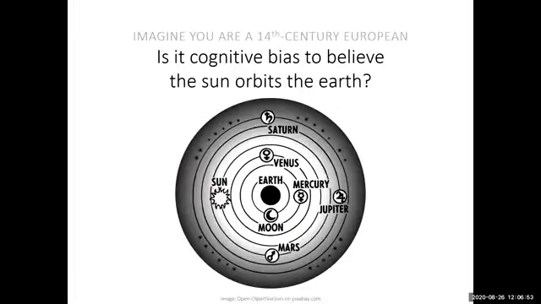Another little thought experiment here. Imagine you are a 14th century European. Is it cognitive bias to believe that the sun orbits the earth? No. Of course it is wrong, but to a 14th century pre-Copernican European, it is not bias. It's what everybody knows. And that is a key problem. As Will Rogers, Mark Twain, and others are reputed to have said, it's what we know that ain't so.